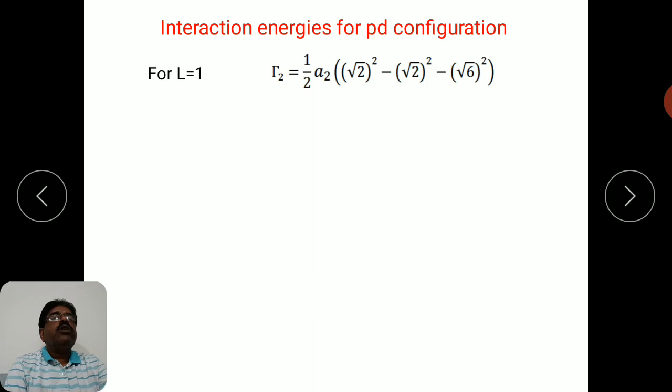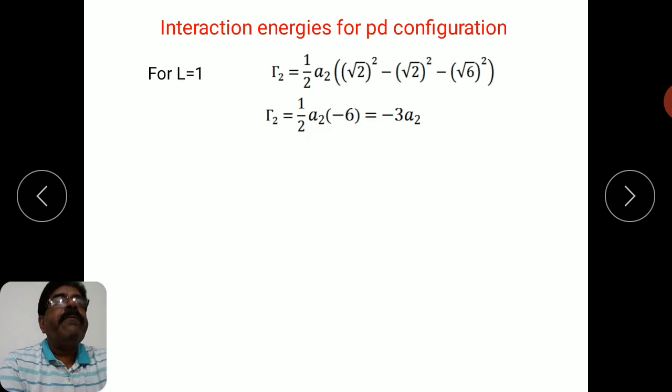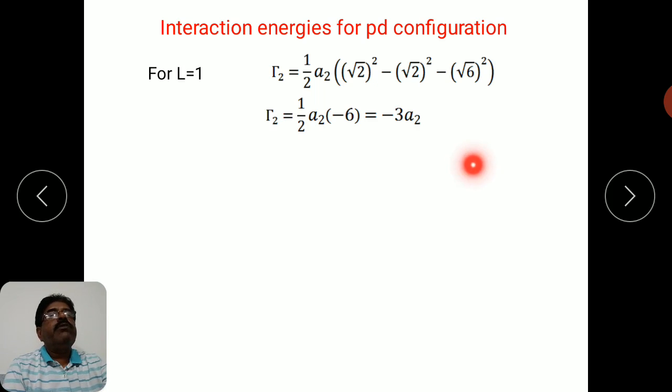So it is (root 2) square. So gamma 2 is equal to 1/2 a2 [(root 2)² − (root 2)² − (root 6)²]. So this root 2 and this root 2 square will get cancelled, only (root 6) square remains. Okay, (root 6) square is 6, so that will be minus 6. 1/2 a2 into minus 6, that will be minus 3a2. Okay, that is also correct now.